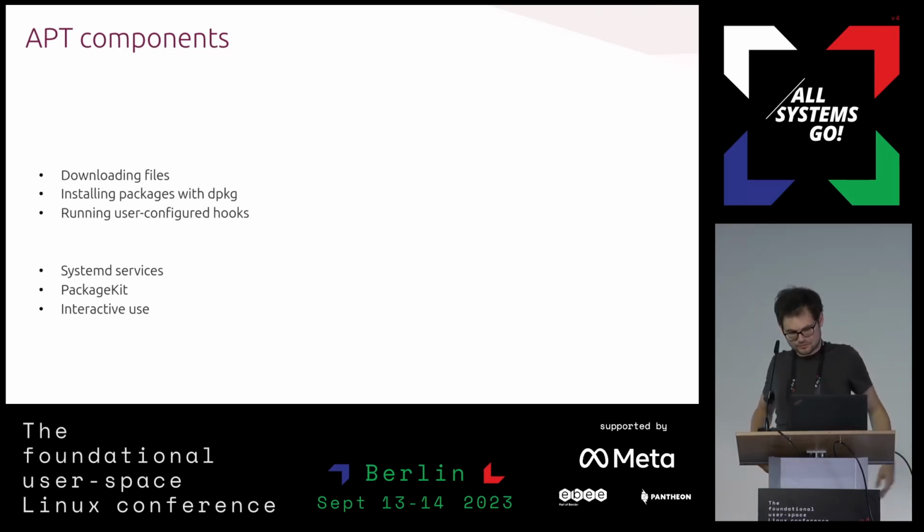And apt itself is, of course, used in a variety of places. There are two systemd services shipped with apt. One downloads updates and the other installs updates. And PackageKit, for example, is a daemon that uses apt. And finally, you can use the apt programs to interact with it on the terminal.